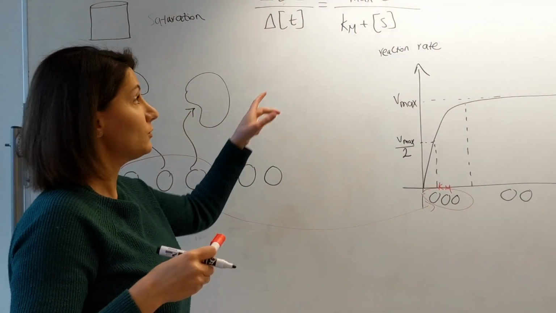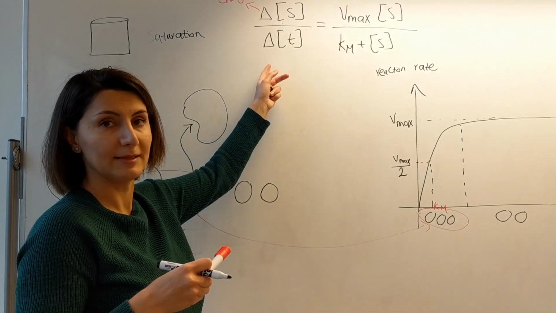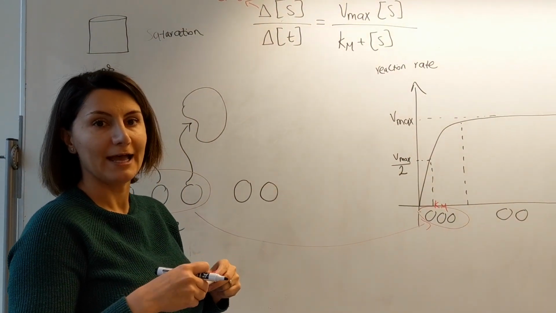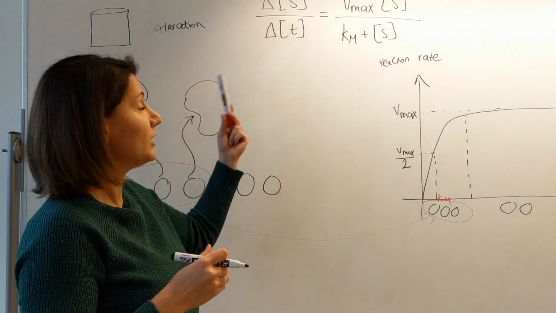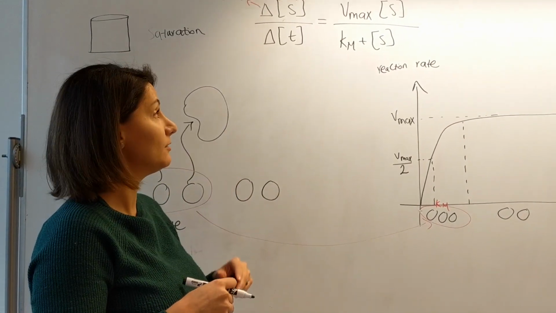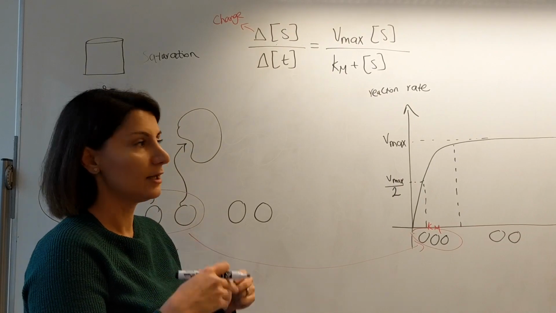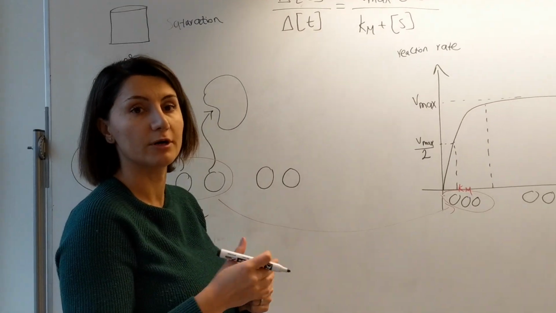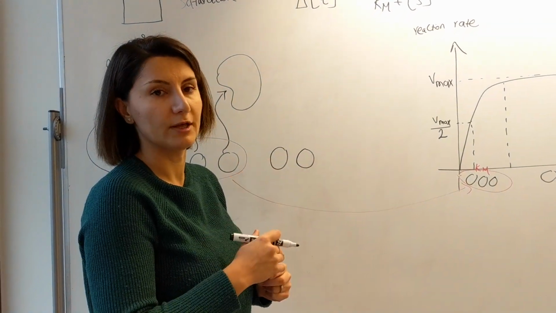So here we show that with a very simple mathematical model, we can describe this phenomenon. And then you can even make it more complicated by adding complexity to the system and build a model for a network of reactions.